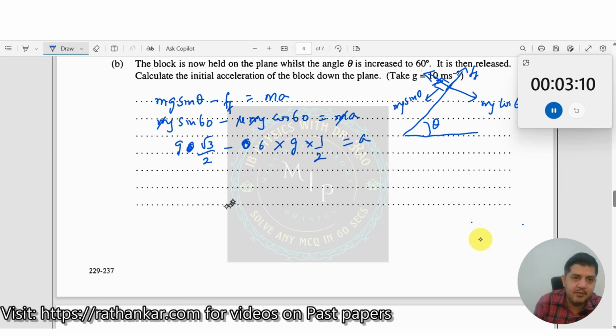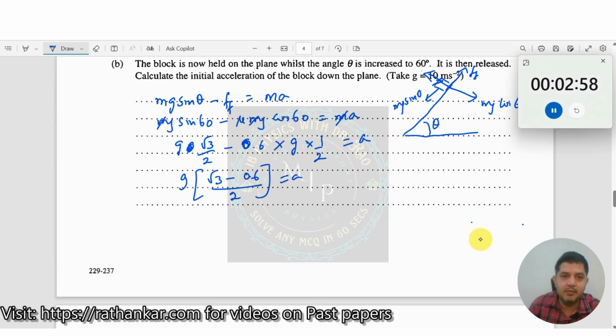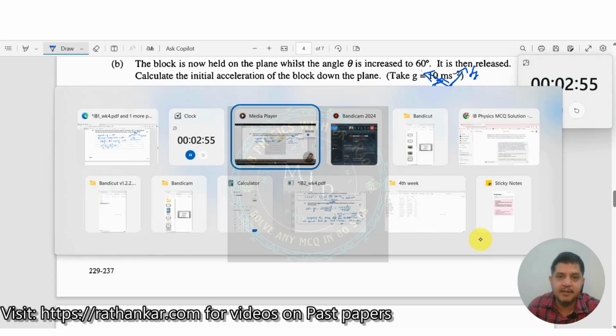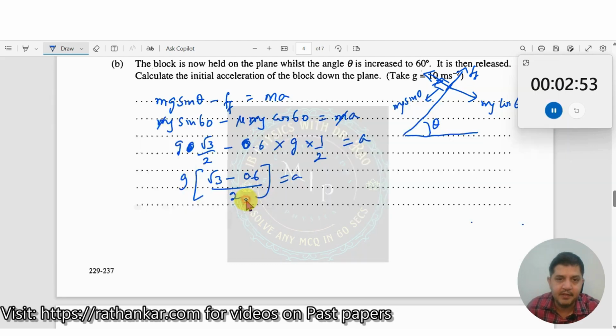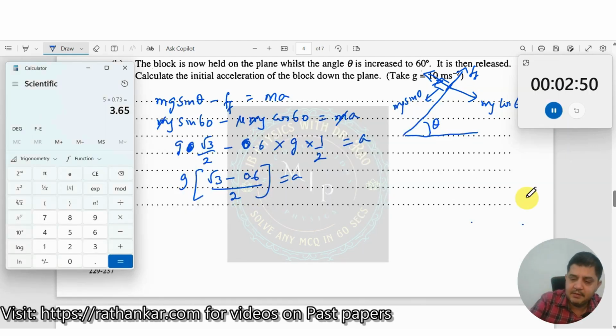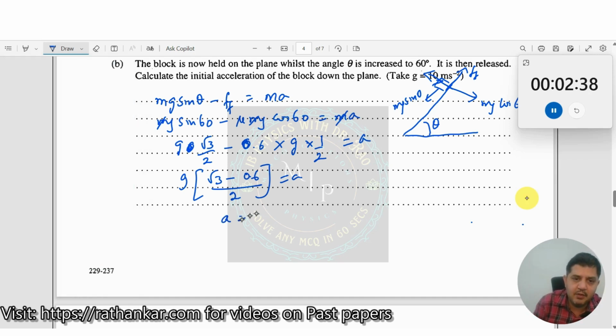Let us find out what this value is. This should be g into root 3 minus 0.6 into 1, divided by 2, is equal to a. Let us use our calculator to find the answer. So this should be 1.73 minus 0.6, which is 1.13, divided by 2, multiplied by 10, which should be 5.65. Thus the value of a is 5.65 meters per second squared.